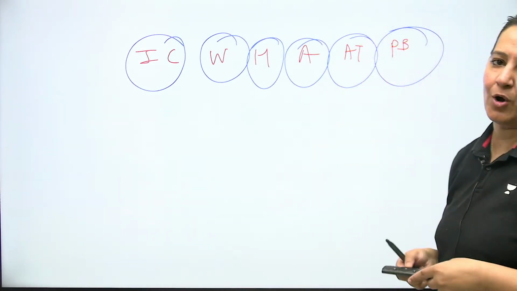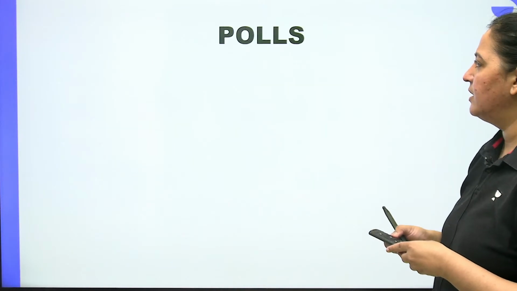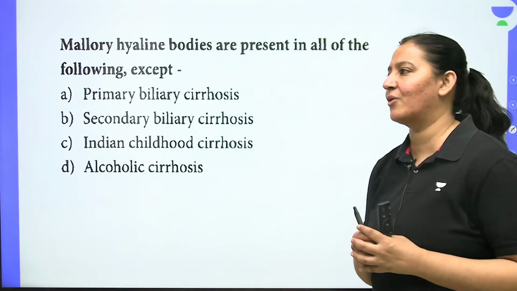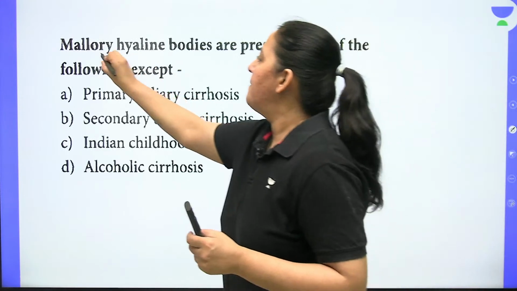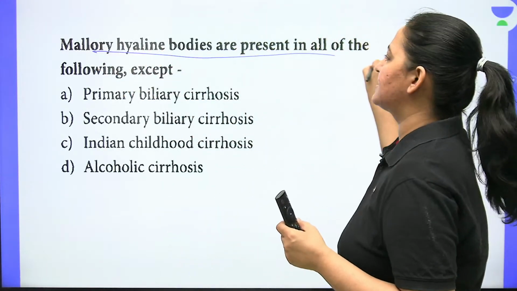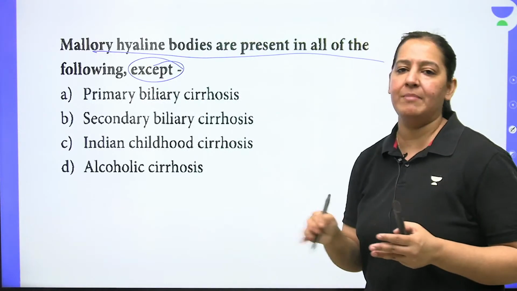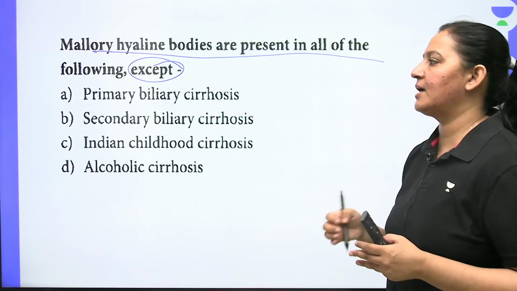Okay, let's apply this knowledge in a question. It will be fun, right? So let me show you a question. Just a second. See this question. Who will tell me the correct answer? Please read this question. Mallory hyaline bodies are present in all of the following except. So which of the following doesn't have Mallory hyaline bodies? The 4 options are in front of you.